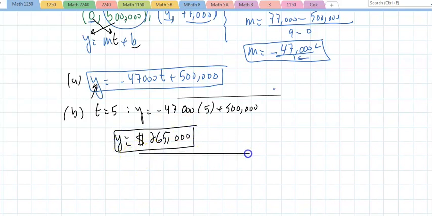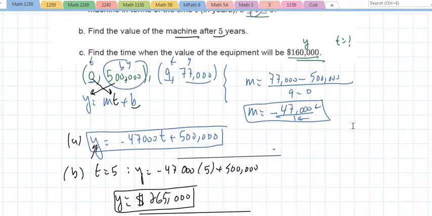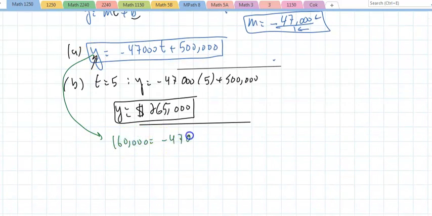And in part C, they say, all right, find the time when the value of the equipment is $160,000. So they're giving me y, they're asking me for x, so to speak. So this is the equation. If they want y to be 160,000, that's a linear equation. I know how to solve those.